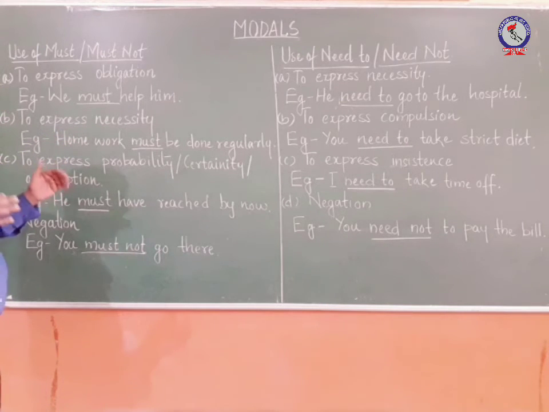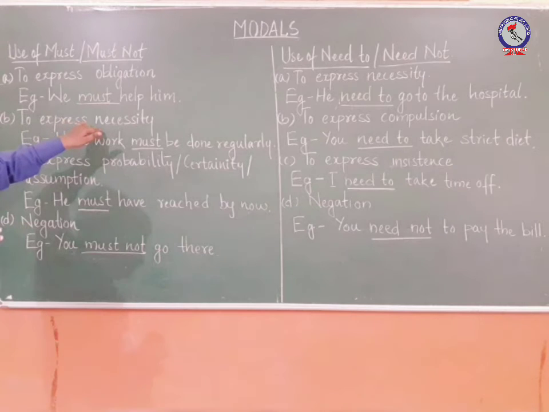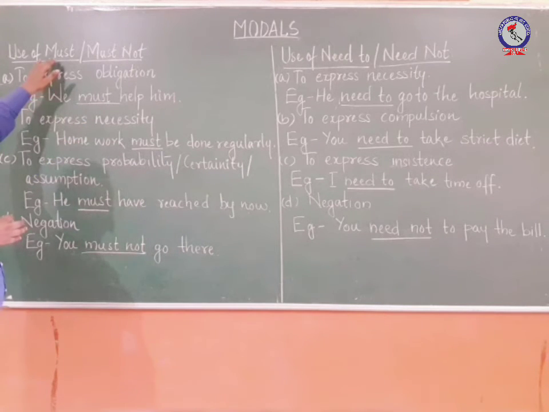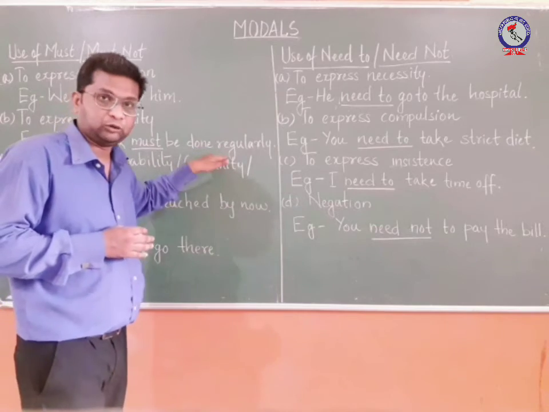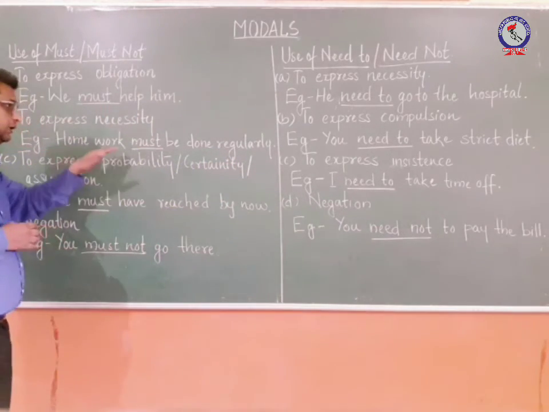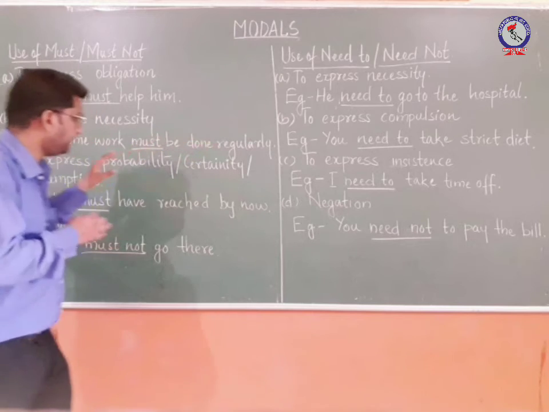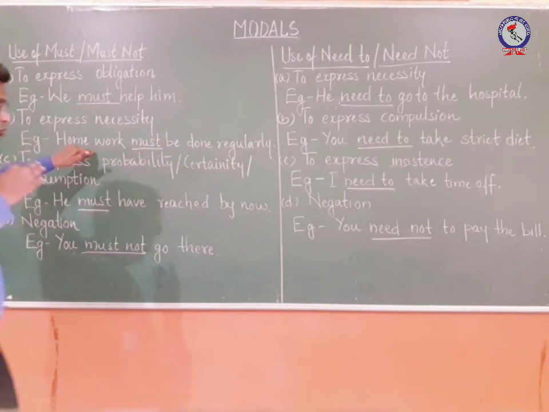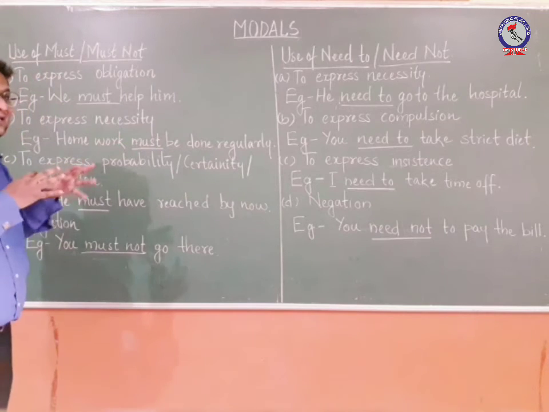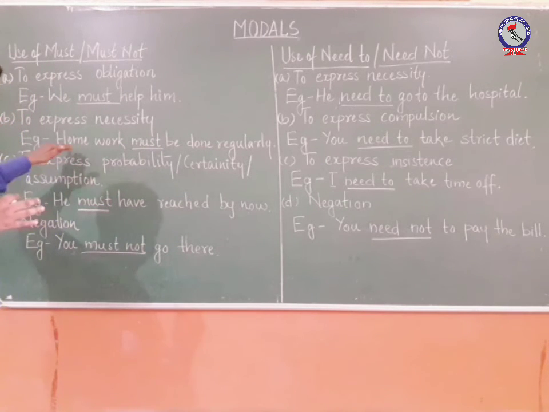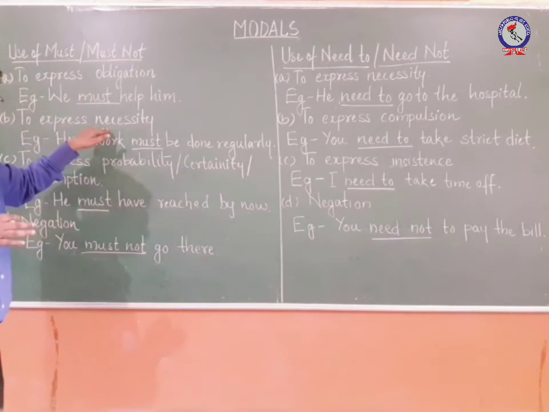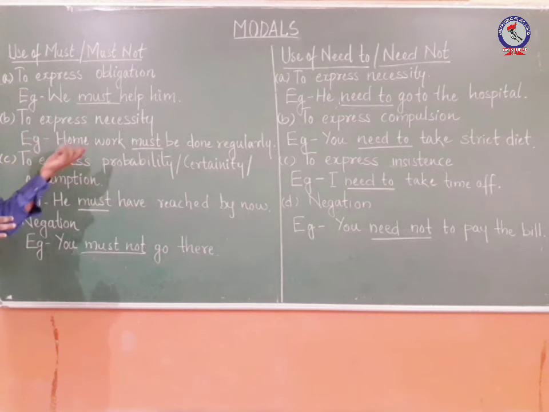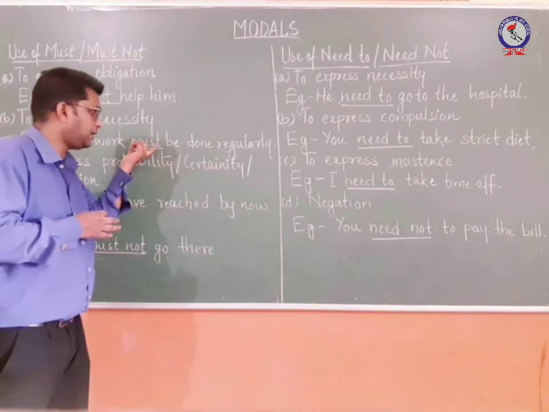Now second, to express necessity. Wherever we are expressing necessity, we can make use of must. Here is one example. Homework must be done regularly. So this homework has to be done regularly. It shows us the necessity. Homework should be done, or must be done, on a daily basis. This is the necessity. So in order to show the necessity of homework, we have used must.